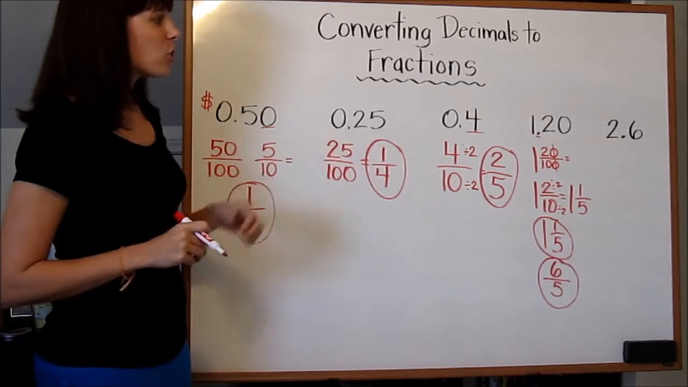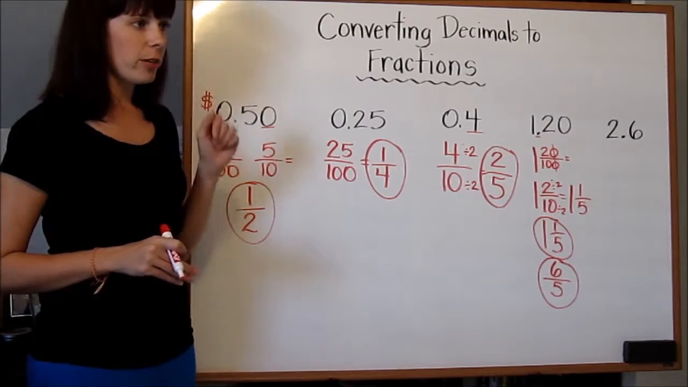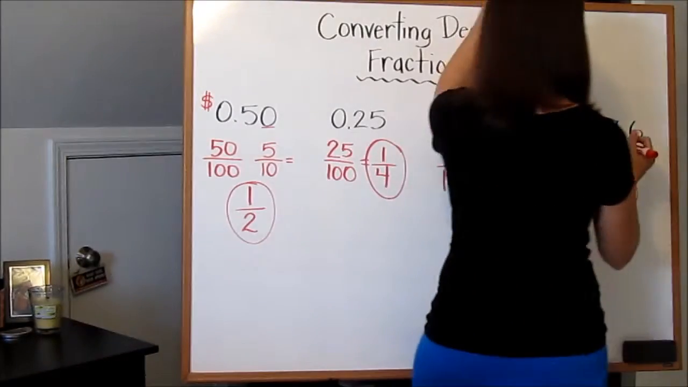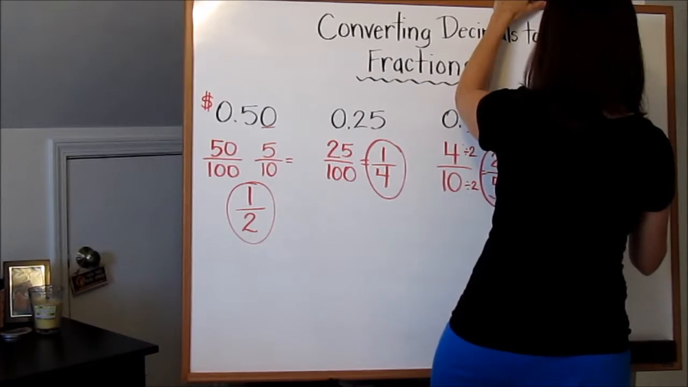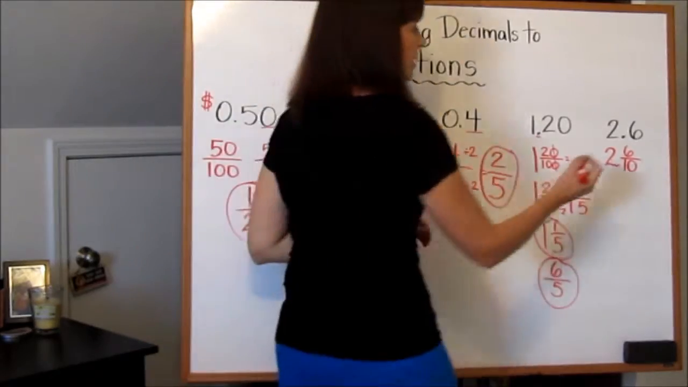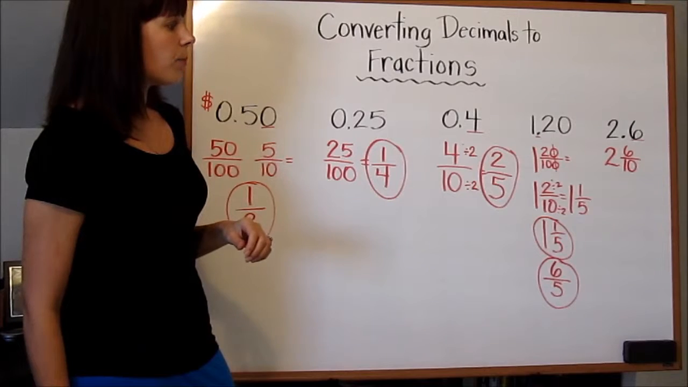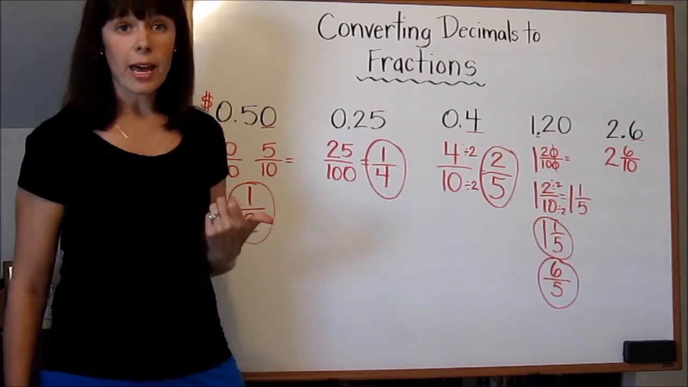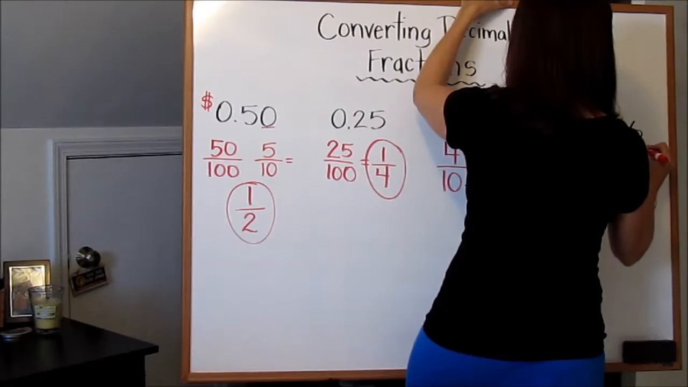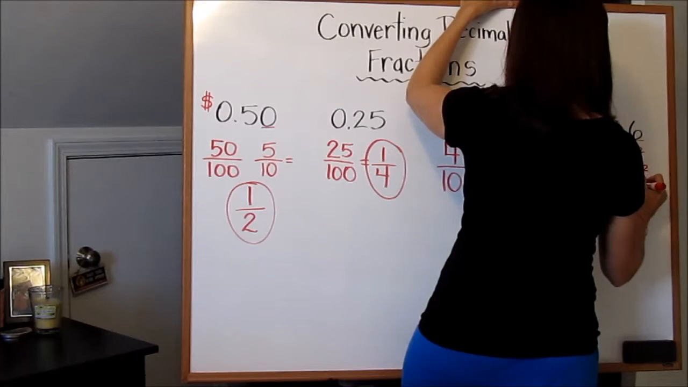Okay, saying 2.6 aloud as a decimal, what would you hear? 2 and 6/10. Good. 2 and 6/10. So that's what I'm going to write down. 2 and 6/10 because the 6 is in the tenths place. Okay, and if we simplify that, okay, we know that 6 and 10 both can be simplified if we divide both of them by 2. So it's going to be 2 and 3/5.